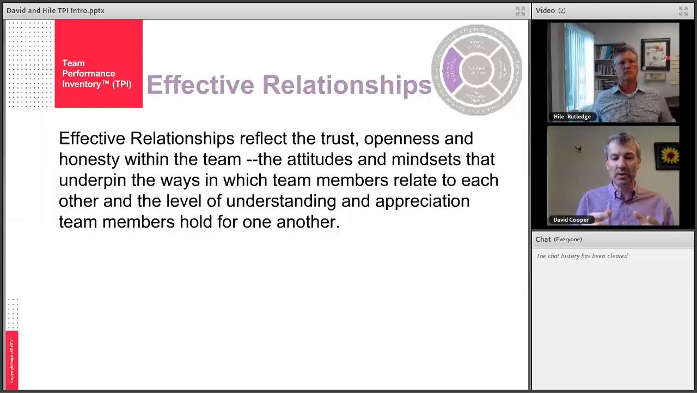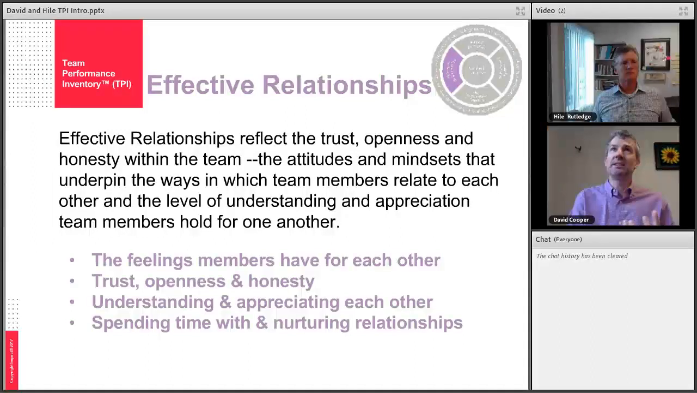It has to do with that collective understanding and appreciation that we have for one another in a group, in a team. And really the feelings that we have, the ability to say collectively that we have that psychological safety, that we have that trust and openness and honesty and respect with one another, for one another, and that we're spending the time necessary to build those relationships and nurture those relationships in the team, in the organization.